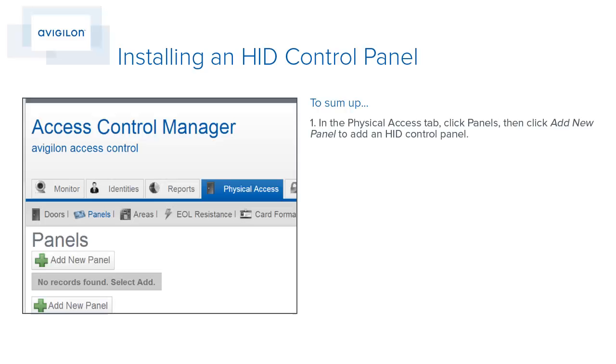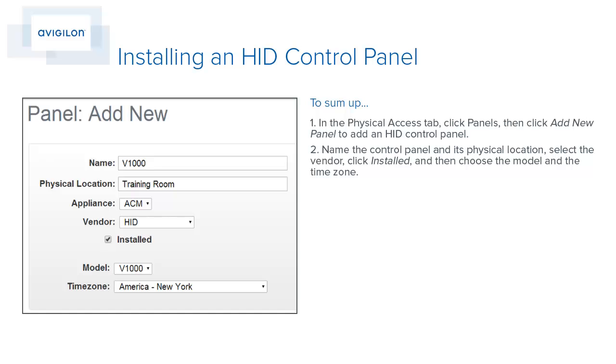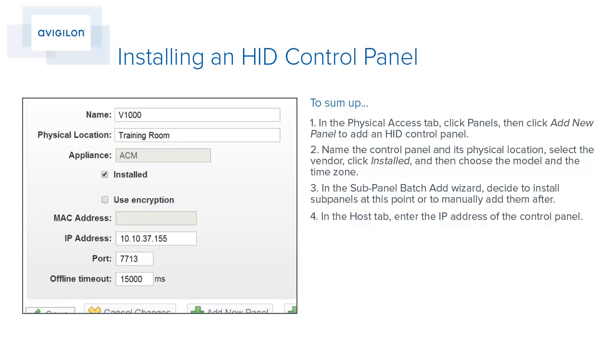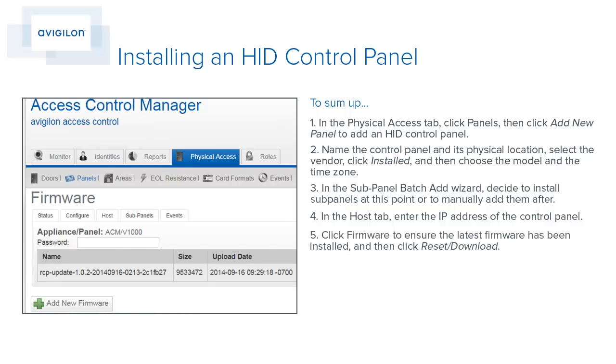To sum up: 1. In the Physical Access tab, click Panels, then click Add New Panel to add an HID control panel. 2. In the Add New Panel wizard, name the control panel and its physical location, select the vendor, click Installed, and then choose the model and the time zone. 3. In the Subpanel Batch Add wizard, decide to install subpanels at this point or to manually add them after. 4. In the Host tab, enter the IP address of the HID control panel. 5. Click Firmware to ensure the latest firmware has been installed, and then click Reset Download.